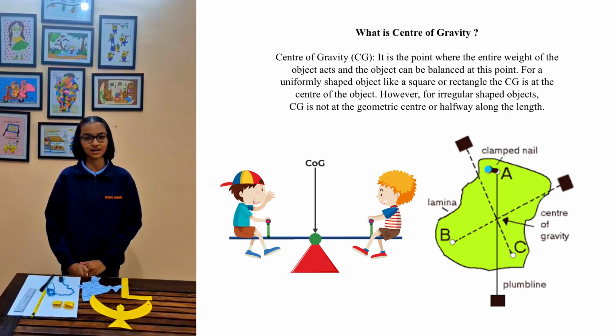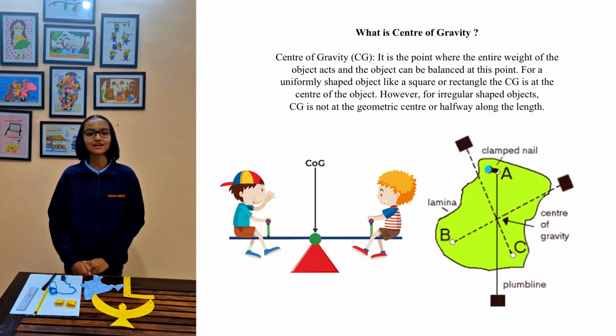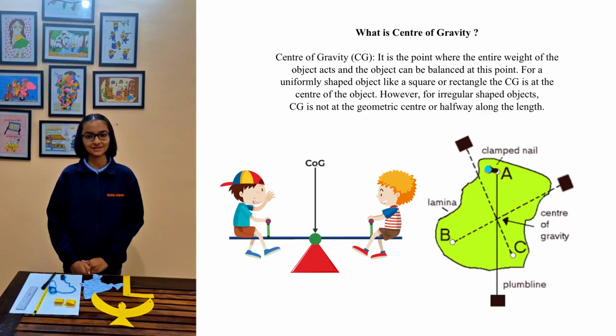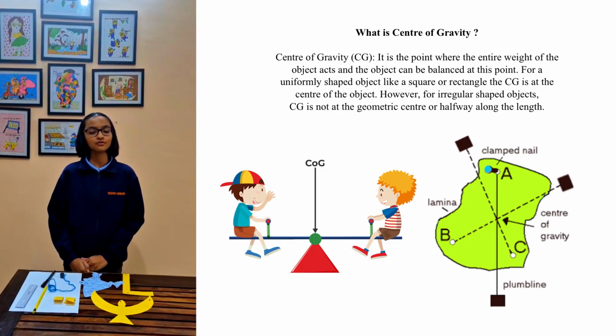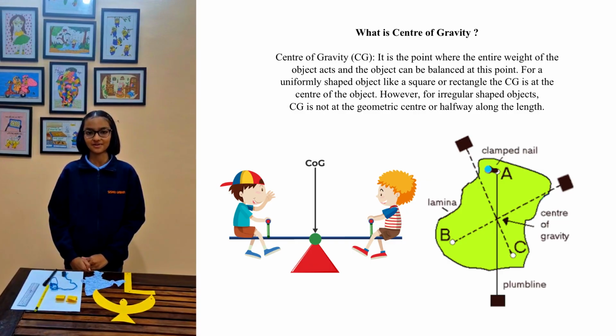What is center of gravity? The center of gravity of an object is the point where the entire weight of the object acts and the object can be balanced at this point. For regular shaped objects, the center of gravity is at the center of the object. For irregularly shaped objects, the center of gravity is not at the geometric center.